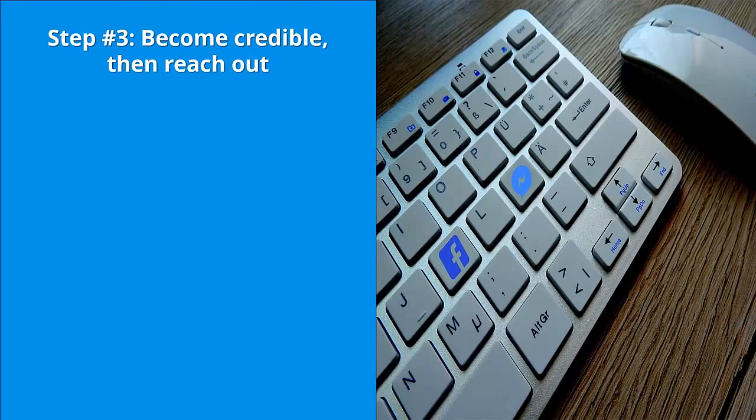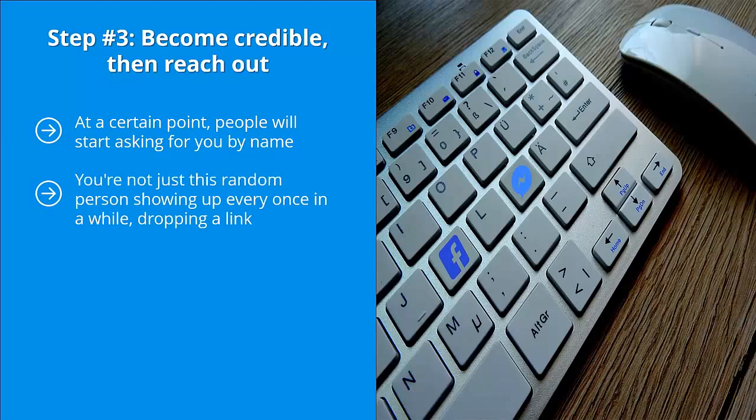Step number three, become credible, then reach out. At a certain point, people will start asking for you by name. People will try to reach out to you via Messenger. That's when you know that you have become an asset to these groups. That's when you know that you are on people's radars. You're not just this random person showing up every once in a while dropping a link. Instead, you're that person that helps keep these groups together.